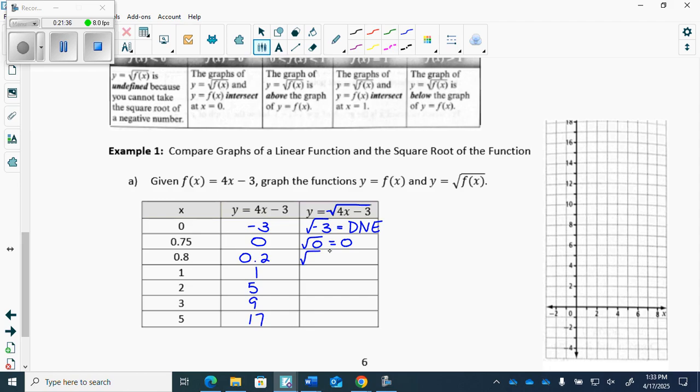Then we take the square root of 0.2, and we get 0.45. Square root of 1 is 1. Square root of 5 is 2 point something, 2.2. Square root of 9 is 3. Square root of 17 is 4 point something.